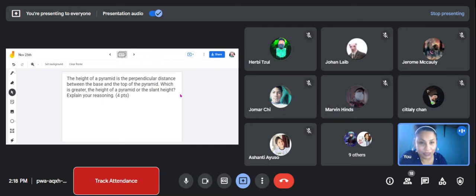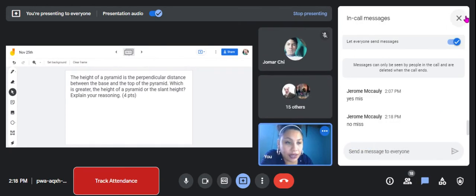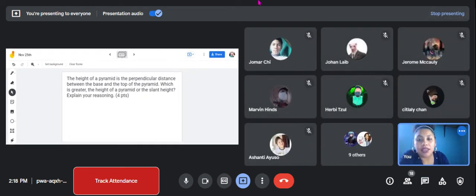Another analytical question. This question reads as follows. The height of a pyramid is the perpendicular distance between the base and the top of the pyramid. Which is greater, the height of the pyramid or the slant height? Explain your reasoning. No numbers. Reading, understanding and answering. So, who understood what the question says?